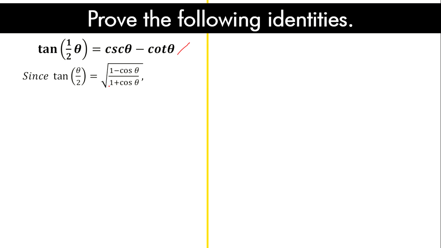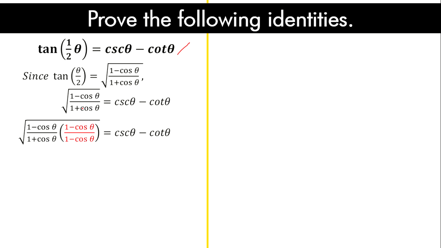Half angle: square root of 1 minus cosine theta over 1 plus cosine theta. So in this case, let's try to substitute it. So we'll have this as our left hand side. And let's try to simplify this by multiplying both the numerator and the denominator by 1 minus cosine theta. Actually, this one is almost the same as the previous derivation, but this time we use 1 minus cosine theta.